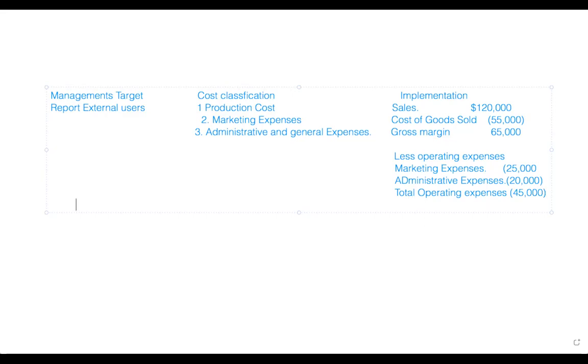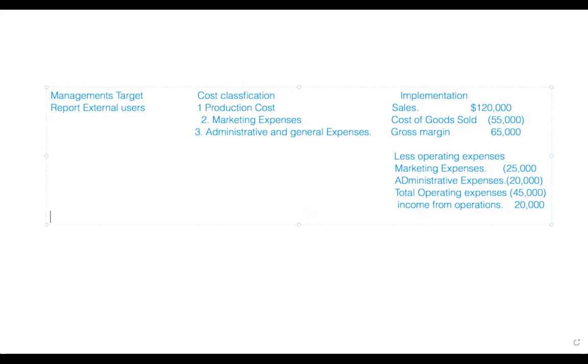Okay, so how about the income that we got in here? Income from operation. We got it from 65,000 minus 45,000, right? So income from operation is 20,000. So we got it from deducting this one and this one, okay?